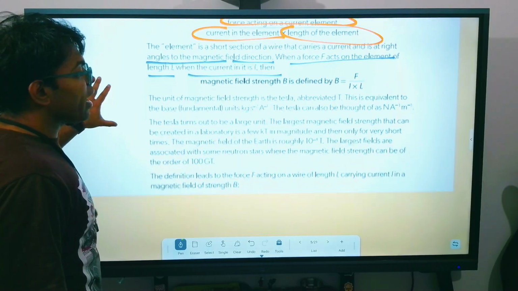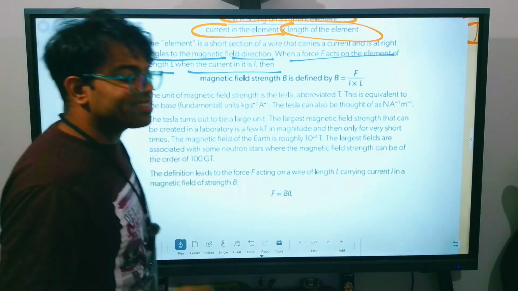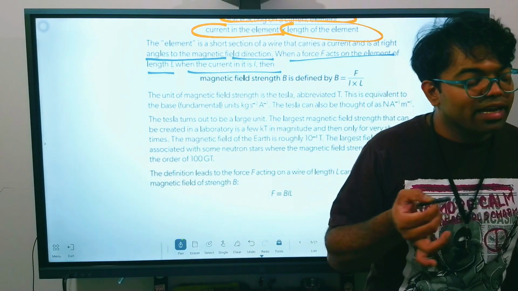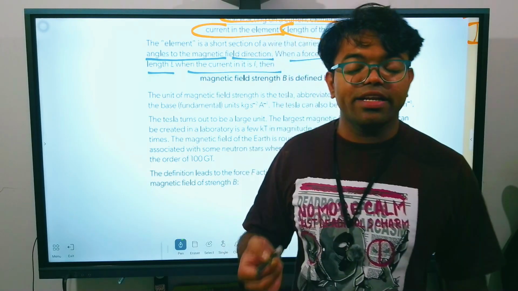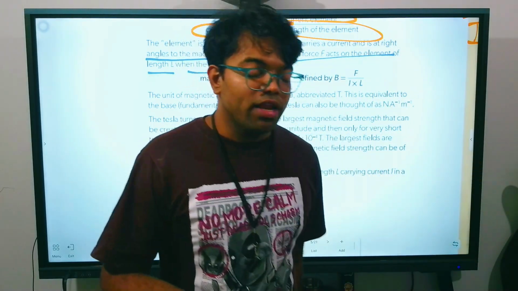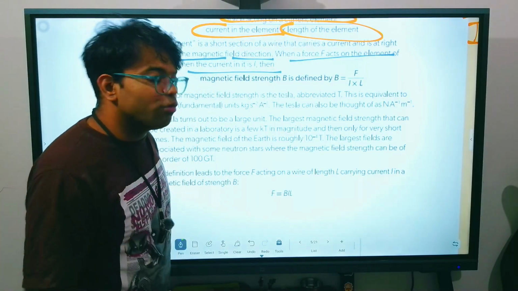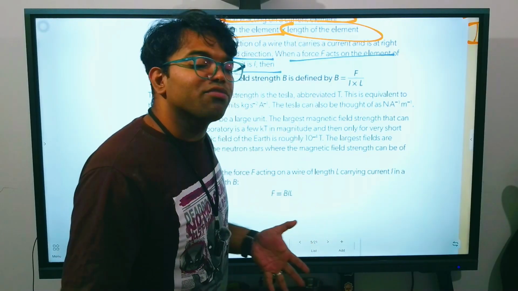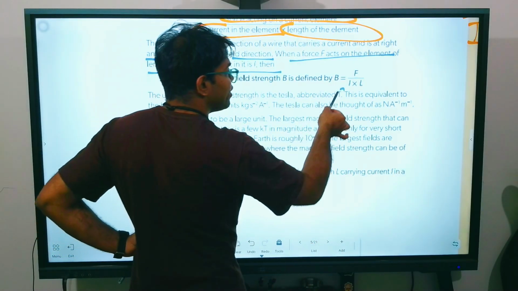Okay, the unit of magnetic field strength is a Tesla. And we abbreviate it as capital T, like Newton. Newton should always be written with a capital N. Whenever you have units named after scientists, what do we do? We capitalize the first letter. So that will be T.